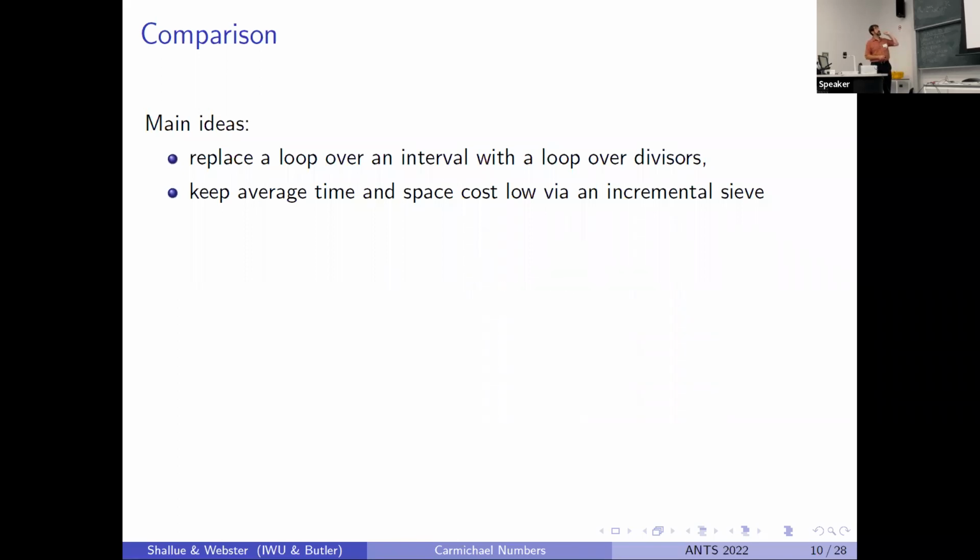So we kept average time and space low with an incremental sieve. And Lola in her talk talked about different possible sieves that one could employ. The incremental sieve for us was convenient, mostly because it was the easiest for us to implement, that was compact, so that the space savings were reasonable. And the incremental part was nice in terms of stopping and starting and thinking about the code. So one could replace an incremental sieve with another sieve here, it's just that this was convenient for us.